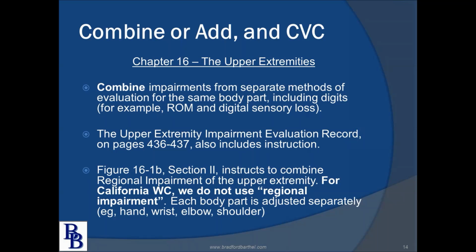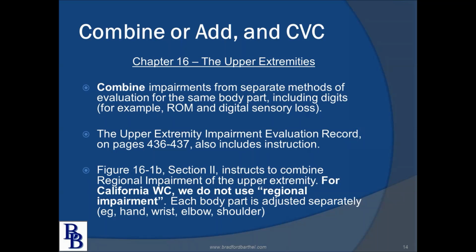So when I mentioned separate methods for the same body part, for example, if you have an index finger injury, there's loss of motion and there's also digital sensory loss. The range of motion impairment and the digital sensory loss impairment would be combined for that digit.